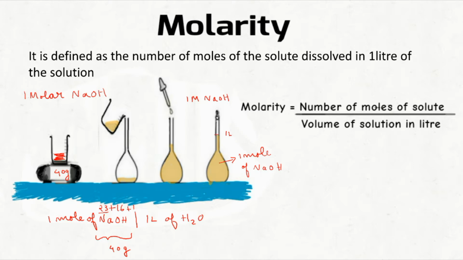Got it? Now, I would like to prepare a 2 molar sodium hydroxide solution. What will I do? I can take 2 moles of sodium hydroxide and dissolve it in 1 liter of water. So, the concentration of the solution will be 2 molar, we will say. Now, I would like to prepare a 3 molar solution. What will you do? 3 moles of sodium hydroxide we will dissolve in 1 liter of water. That time, the concentration of the solution will be 3 molar.